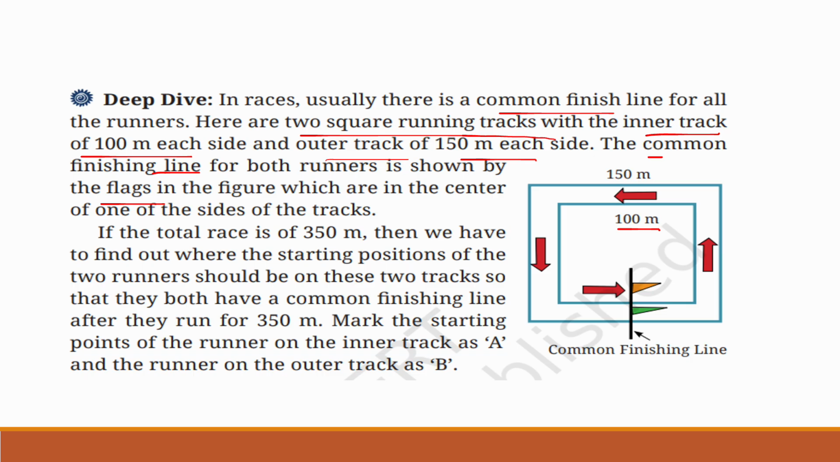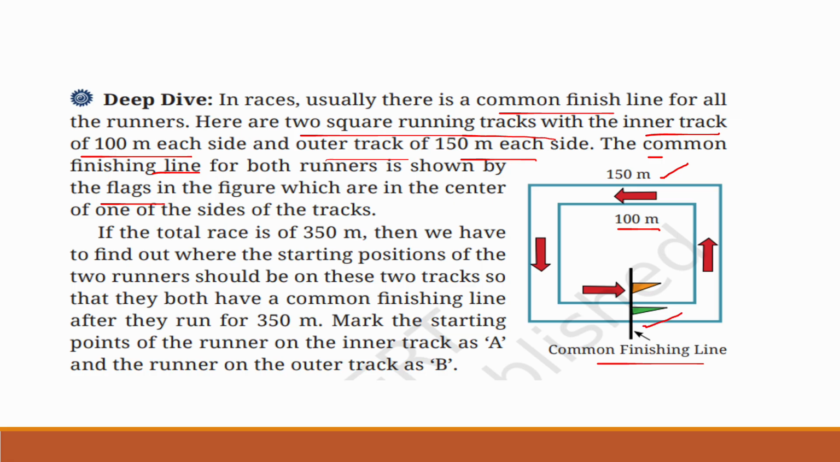Then what about outer track? It is 150 meter. Each side is 150 meter. And there is a common finishing line. This common finishing line is shown by flags.